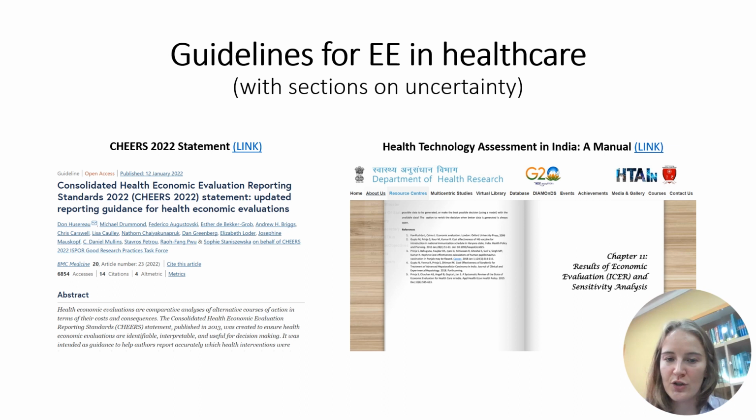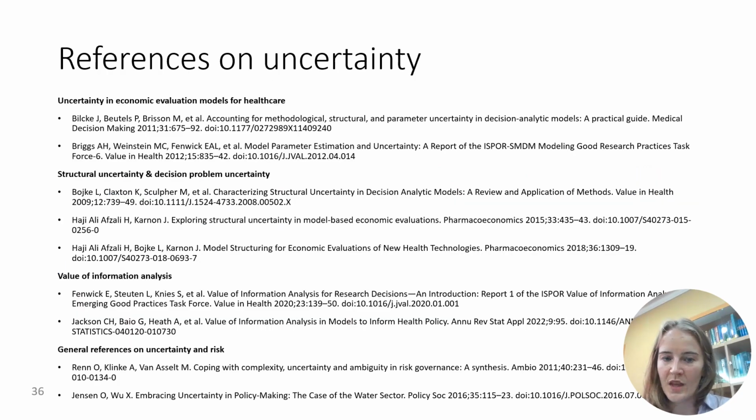Firstly, just to point out that there are guidelines for conducting economic evaluation in healthcare, which do include some sections on uncertainty, the types of analysis that you should use, and which types of uncertainty should be addressed. There's a link in the slides to the CHEERS 2022 statement, which is generic. But there's also the Health Technology Assessment in India manual that gives India-specific recommendations. And then here are some references as well. I've tried to separate them out into certain sections, so you only need to read or review whatever is interesting for you.